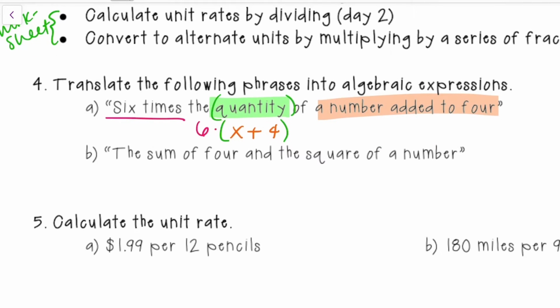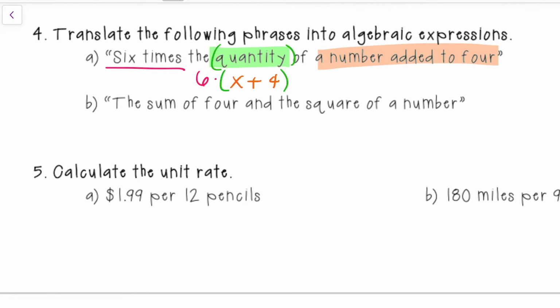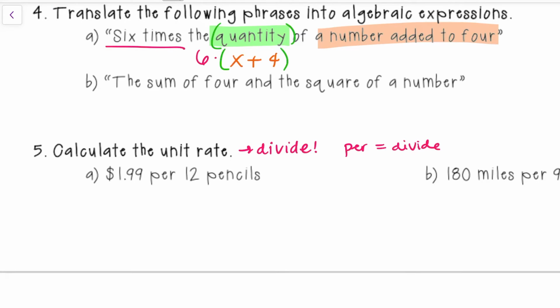And then in problem number 5, we are calculating our unit rate. Remember that when we do this, all we have to do is divide. There's nothing special. We keep our units the same, and the word per told us where we were going to divide. So in number 5A, when we have $1.99 per 12 pencils, first of all, think ahead to what your final units are going to be. Our final units are going to be dollars per individual pencil. So we just take $1.99, per tells us divided by, 12 pencils.